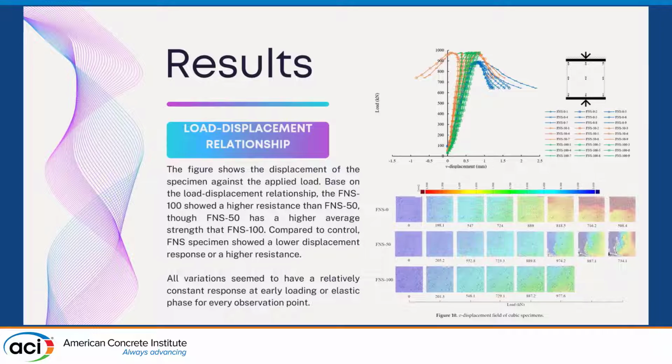And for the load displacement relationship, we have two figures right here. The first figure on the top of the page shows that FNS replacement in the mortar and concrete actually gives a higher resistance to displacement. From the graph, we can see that FNS 100 shows a higher resistance than FNS 0 and also FNS 50, even though FNS 50 has a higher compressive strength, just like what my partner told you before.